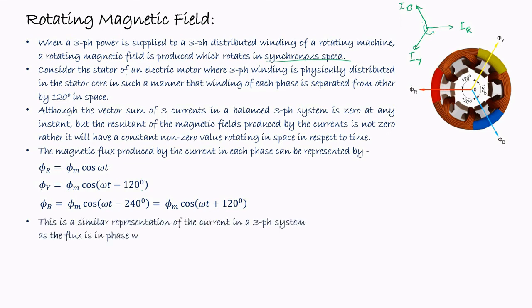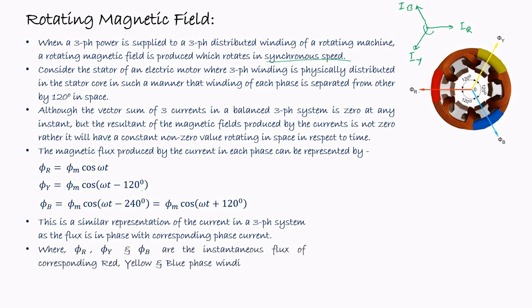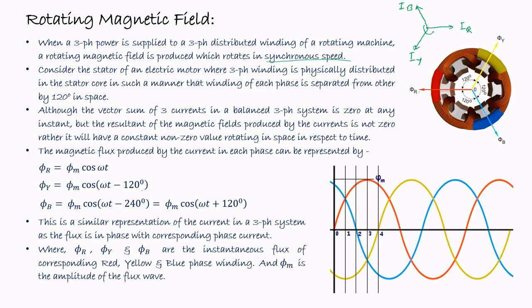This is a similar representation of the current in a three-phase system as the flux is in phase with the corresponding phase current, where phi r, phi y, and phi b are the instantaneous fluxes of the corresponding red, yellow, and blue phases, and phi m is the amplitude of the flux. So here in this figure, the waveforms of the three fluxes are shown. This is the R phase flux, then Y phase, and the B phase. All these fluxes will be sinusoidal in nature, and there will be a 120 degree phase difference.